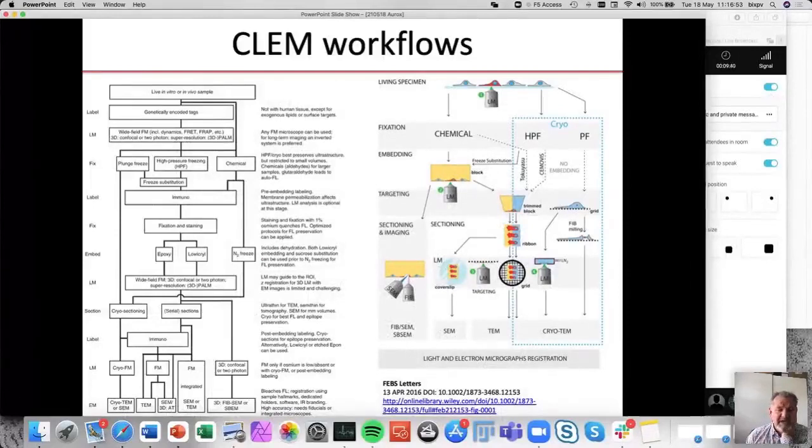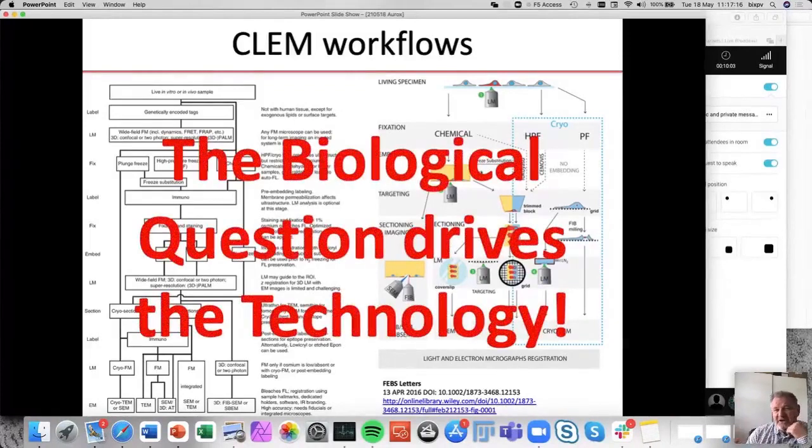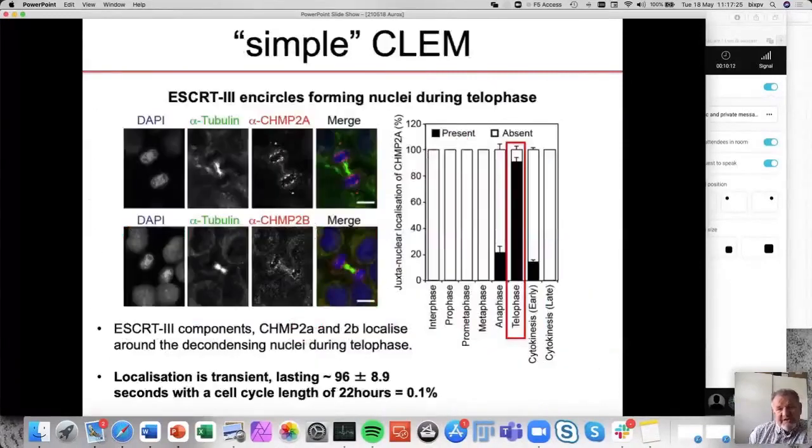Now, many workflows have been proposed, and you can put that in words, and you can put in a schematic all the different types of light microscopies you can use, different types of electron microscopy, and how you process in between. But there's one important thing, and that is that the biological question itself should drive the technology. I'll try to explain that with 2 examples.